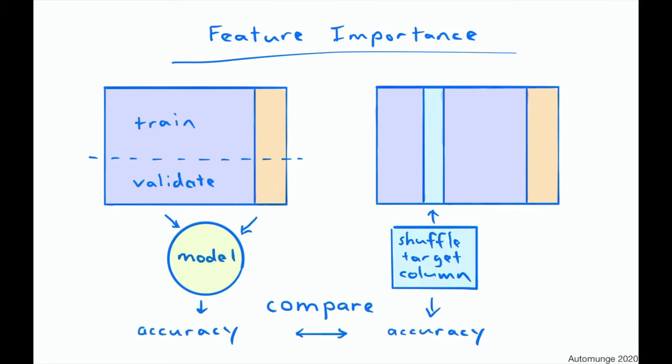Automunge actually has expanded on the traditional shuffle permutation method by incorporating a second importance metric, where the first metric measures the importance of the original source column, and the second metric measures the relative importance of each feature derived from that same source column.